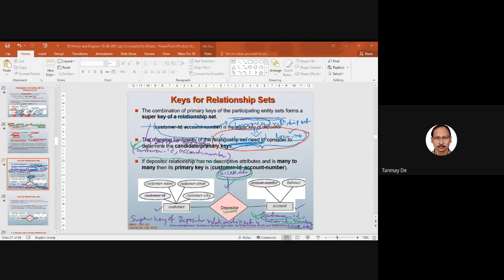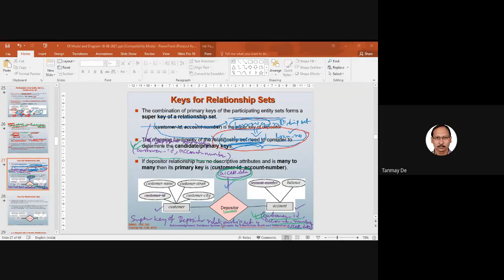Now suppose one arrow is on this side and one arrow is also on this side. What is the meaning of that? For relationship set R, this side is many, this side is 1 and this side is 1. That is, the mapping cardinality from A to B is many to 1, A to C is many to 1, and B to C is 1 to 1. Is it okay? Is it visible now?